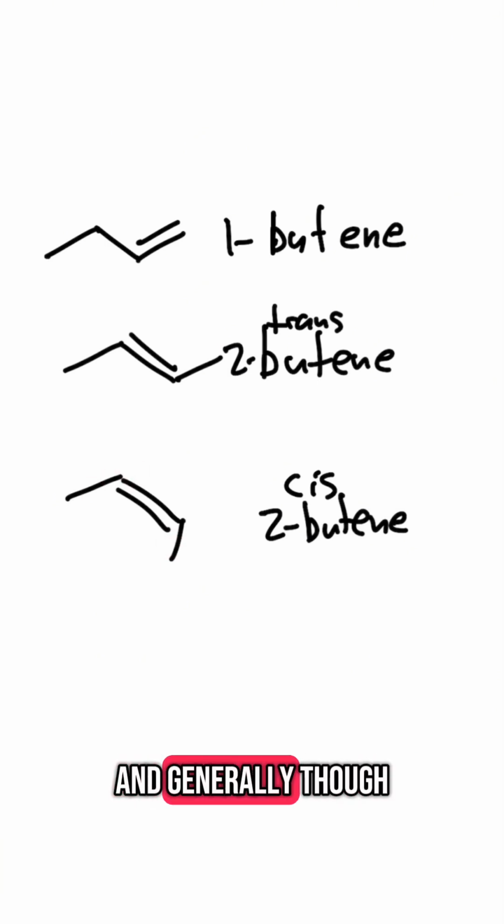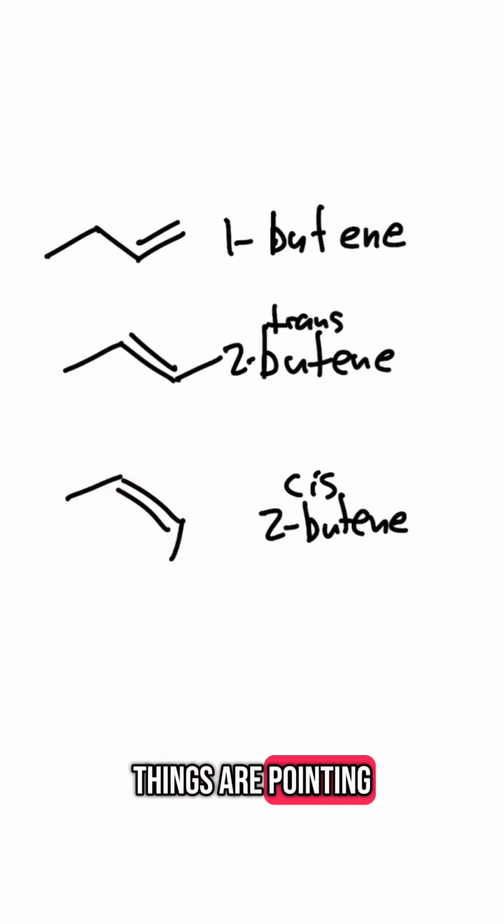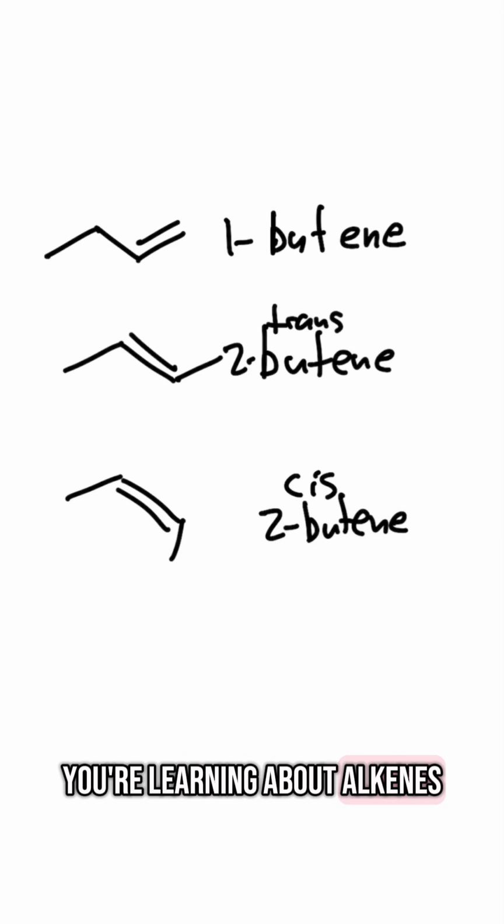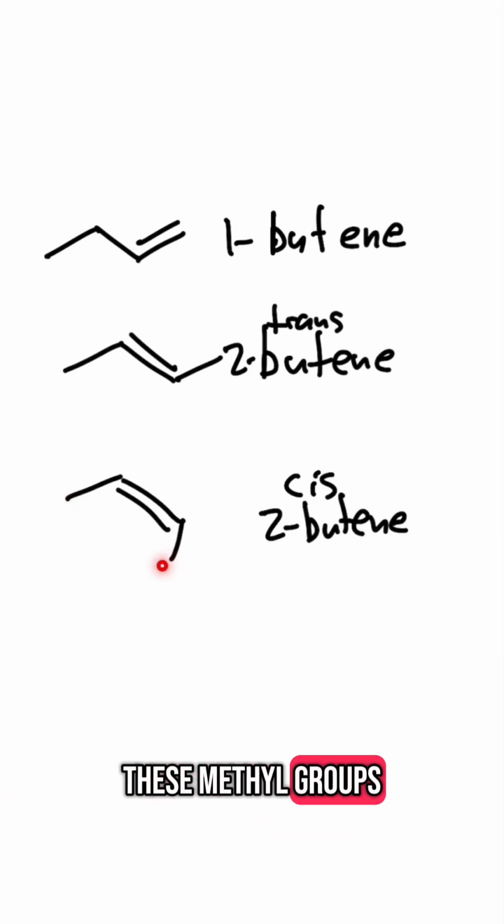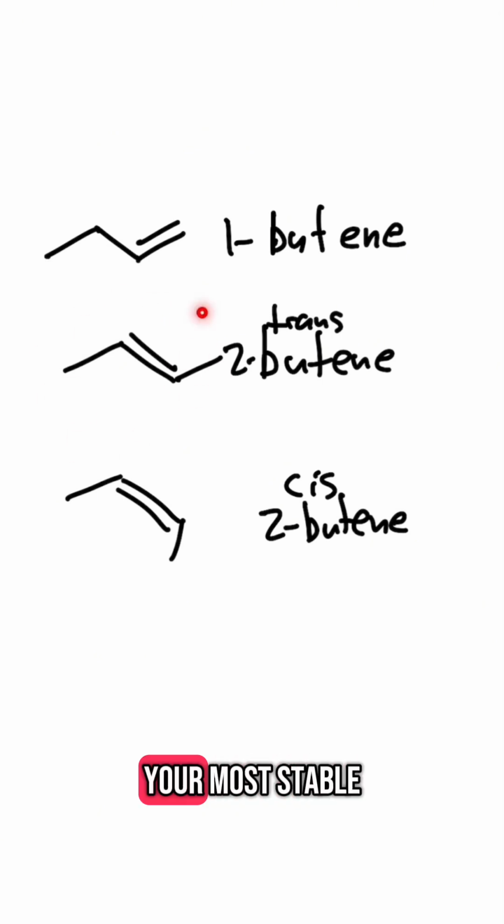Generally, you will see trans double bonds because those are more stable, so they are usually formed more rapidly. There's a couple reasons for that, but the way I like to think of it, these things are pointing at each other. Hopefully, if you're learning about alkenes, you've learned about sterics. These methyl groups will be over here pointing at each other. They want to bump into each other. They're just not as stable. So this is your most stable form right here. And then there is something that I will make a video about later called E and Z, and that's for when you have more than 2 things on your chain.